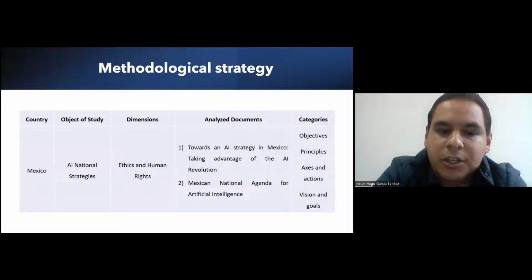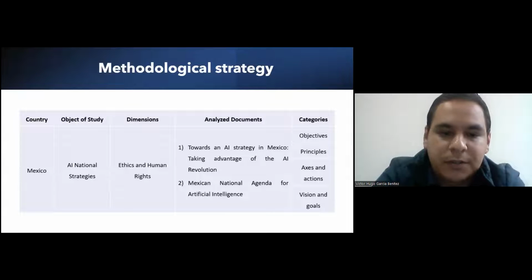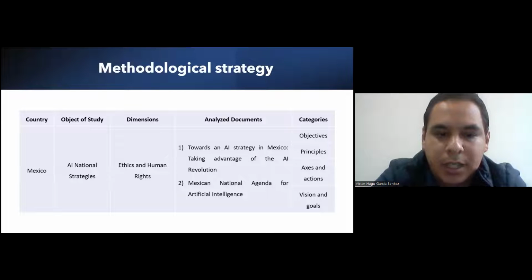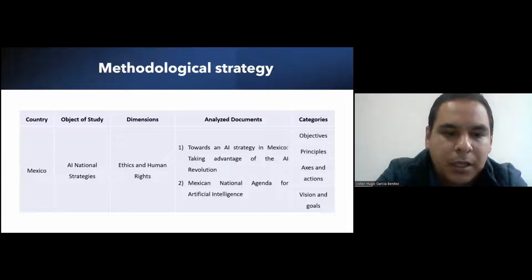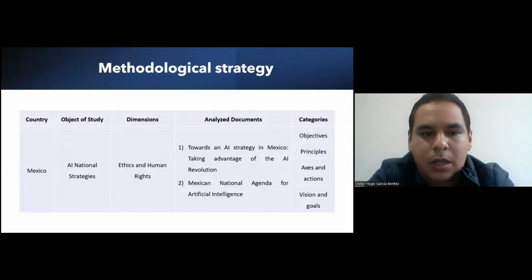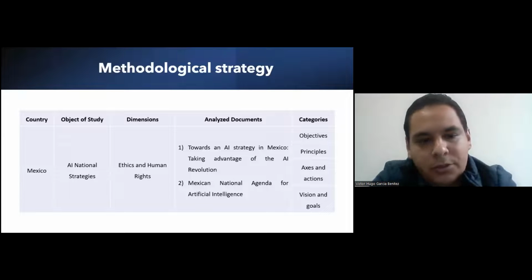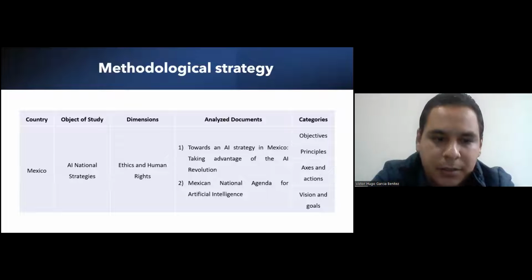The methodological strategy of the research is based on an exploratory and descriptive study of artificial intelligence public policies. In the following table, you can see the categories and elements of analysis. First, the country we analyze is Mexico. Our object of study is the national strategies of artificial intelligence.